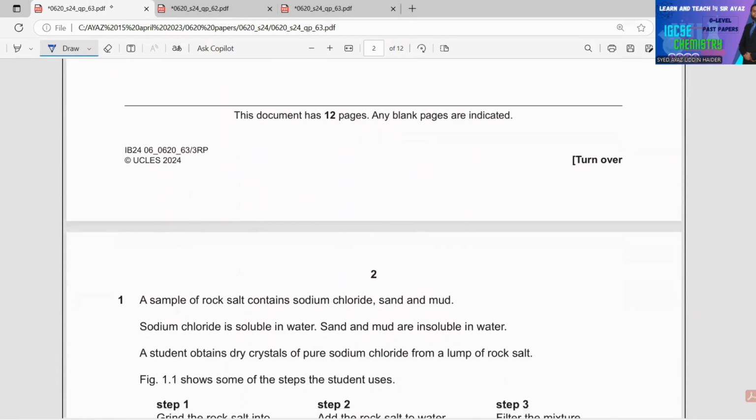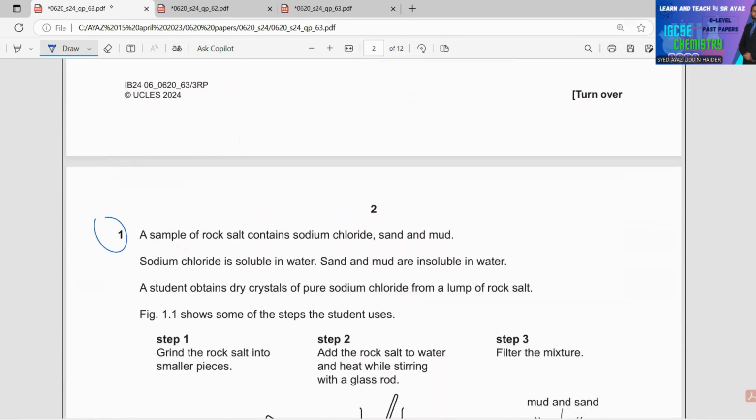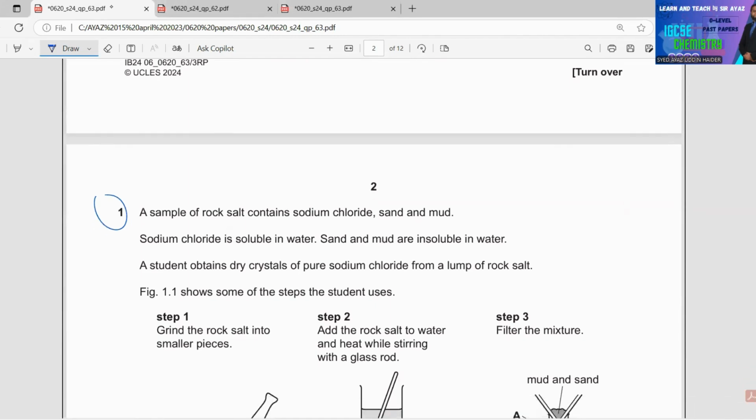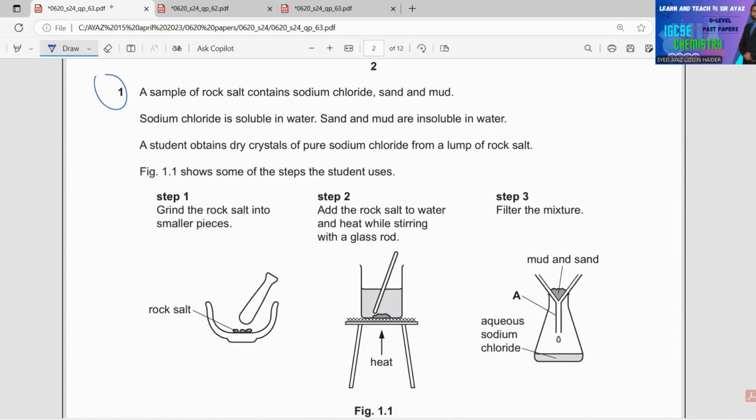Let's start the paper. Here's question number 1. A sample of rock salt contains sodium chloride, sand, and mud. Sodium chloride is soluble in water. Sand and mud are insoluble in water. A student obtains dry crystals of pure sodium chloride from a lump of rock salt. Figure 1.1 shows some of the steps the student uses.